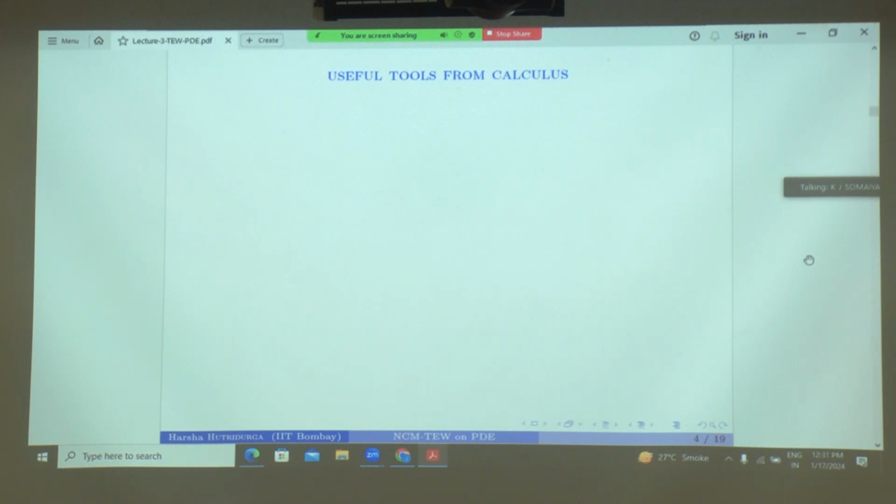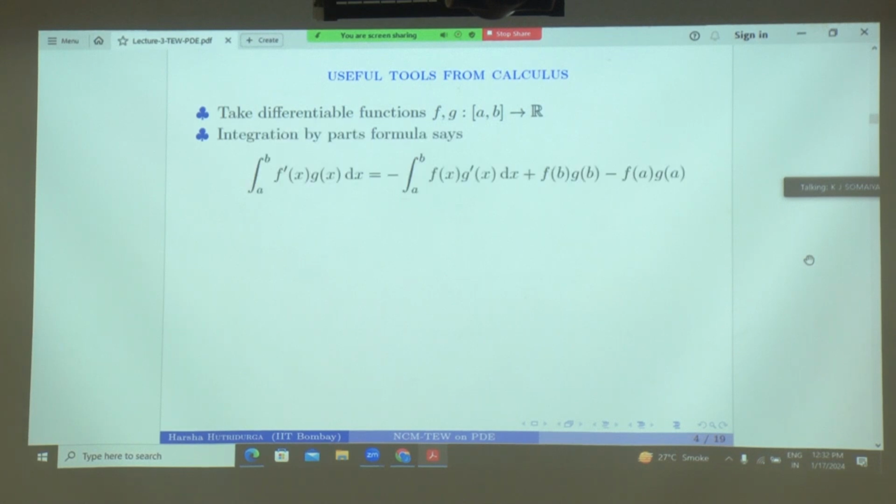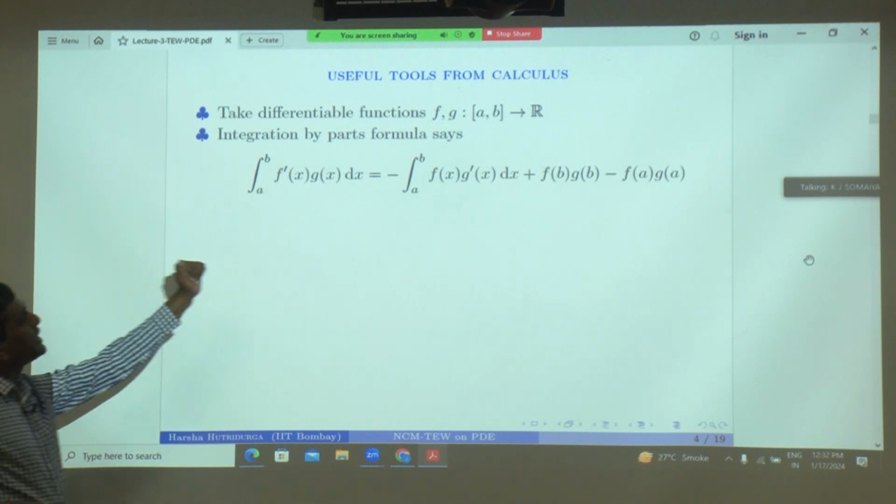So now, for that we need some tools from calculus. I will state those things, and if you don't remember how they came, let us just trust them. They are true, because Wikipedia has them, so that should not be wrong. So we will just trust them and use them to build upon something. You give me two differentiable functions, f and g. There is something known as the integration by parts formula. Integration by parts formula says essentially this.